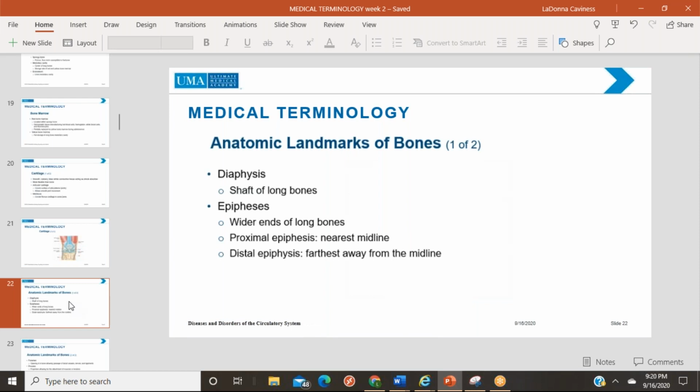Anatomic landmarks of the bones. Diaphysis, which is the shaft of the long bone. Epiphysis, which is the wider ends of the long bones. Proximal epiphysis is nearest the midline. Distal epiphysis is farthest away from the midline.